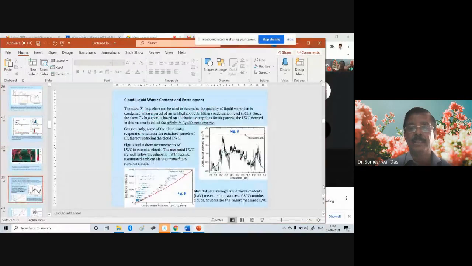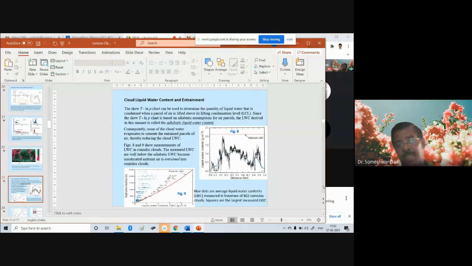This is the global distribution of the cloud optical thickness, and then we also talked about the liquid water content at height above the cloud base, measured versus the one estimated from the skew-T log-P diagram. We learnt about the skew-T log-P diagram in your atmospheric thermodynamics chapter, if you recall.